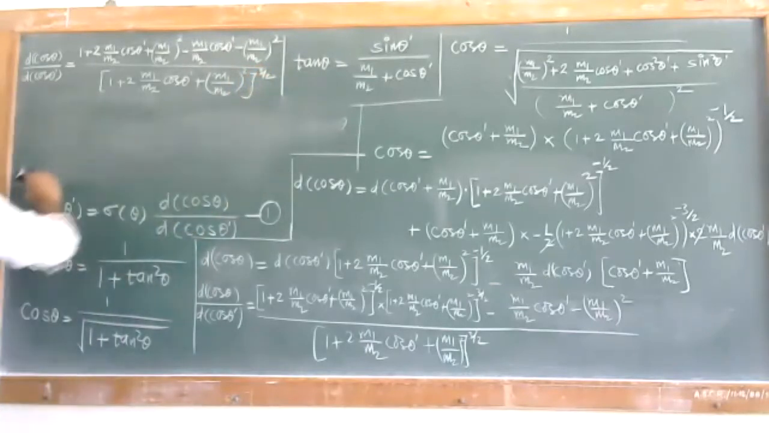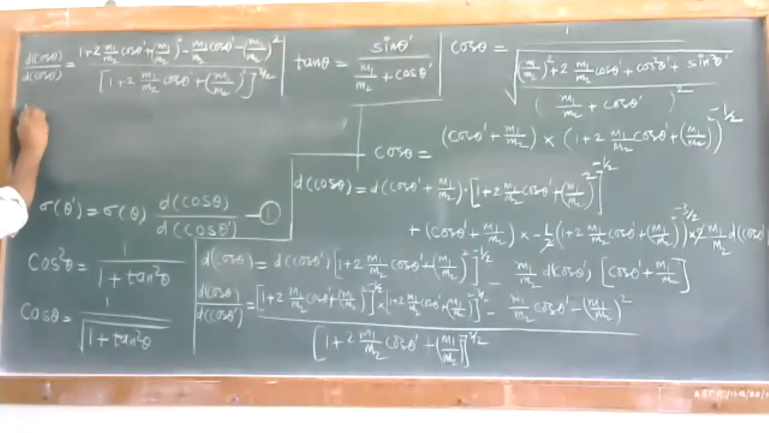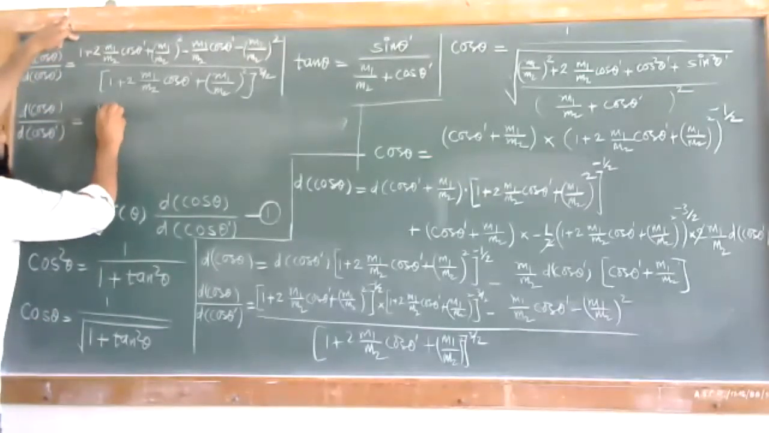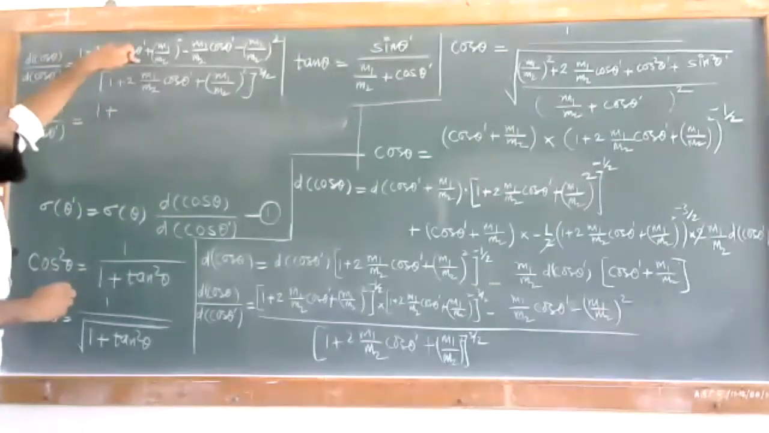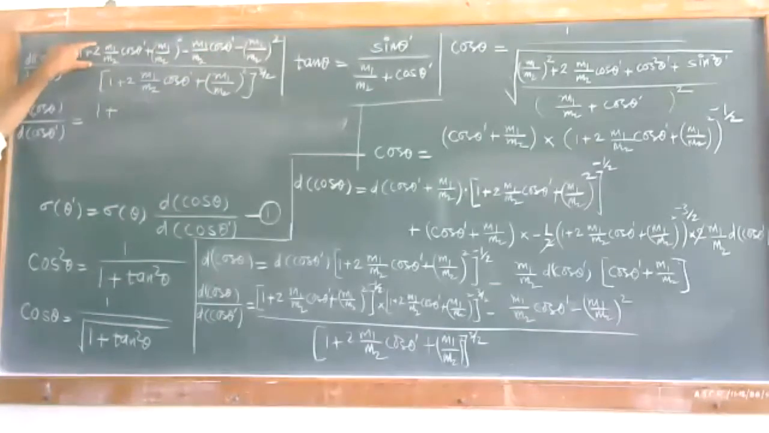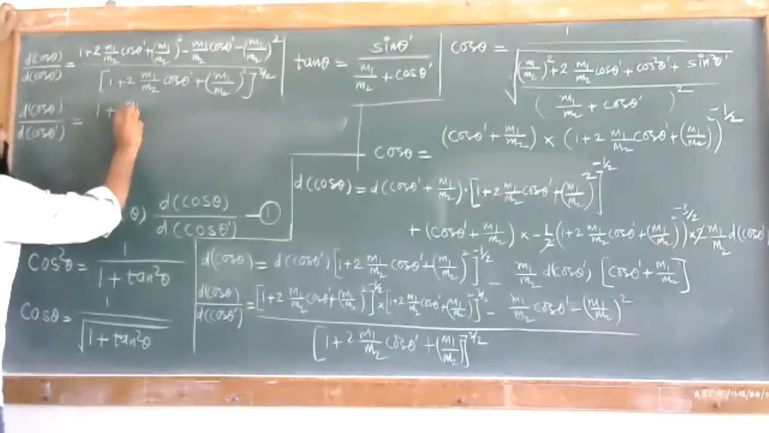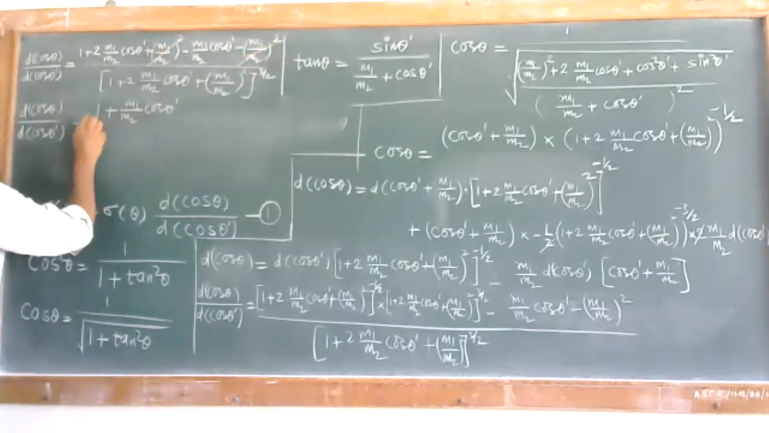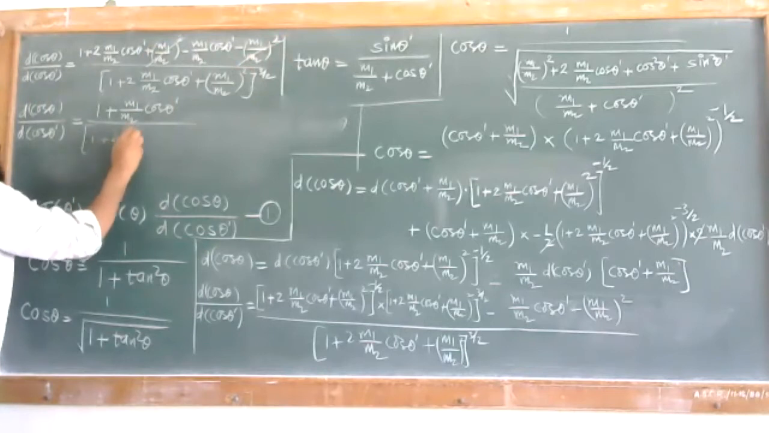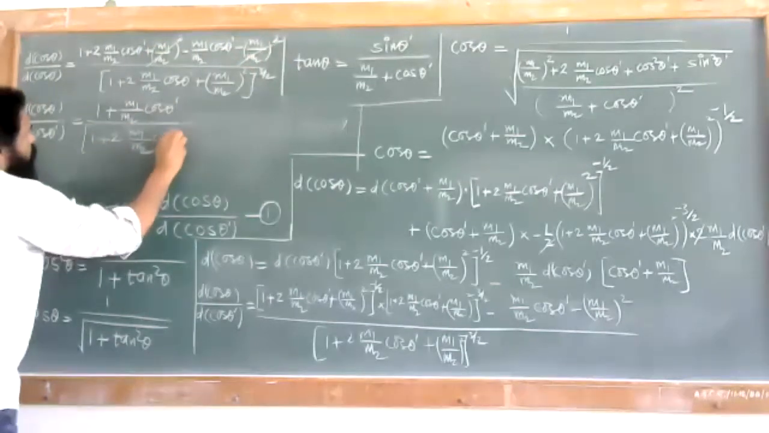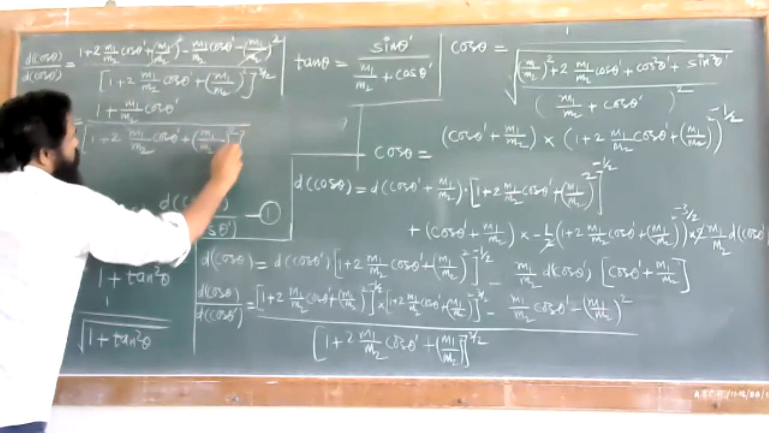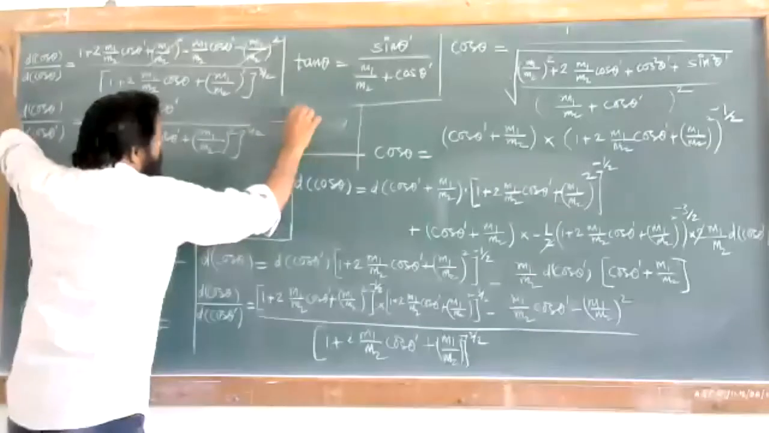So what will be your final thing? The final thing is that the derivative of cos theta divided by the derivative of cos of theta dash must be equal to, look at this one, the first term is 1, now this is plus m1 upon m2 cos theta dash minus m1 upon m2 cos theta dash, we can have a term that is 2, so this term will become m1 upon m2 into cos of theta dash, and that is divided by the term 1 plus twice m1 upon m2 into cos theta dash plus this m1 upon m2 bracket square raised to 3 by 2. So we can have this, this is number 2.